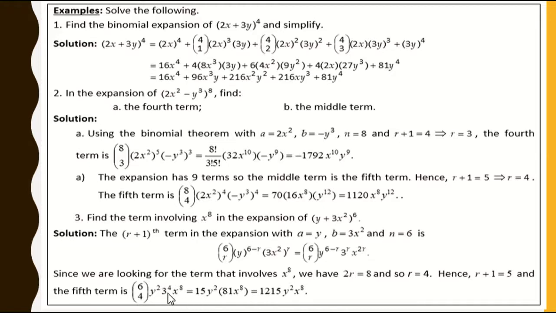So, 6 taken 4 at a time, that is 6 factorial over 4 factorial times 2 factorial, which is equal to 15. Then, y squared, and 3 to the power of 4 is 81. X to the power of 8. 15 times 81, that is 1,215. Y squared, x to the power of 8. Okay, so that is the binomial theorem and how it is applied in solving. Thank you.